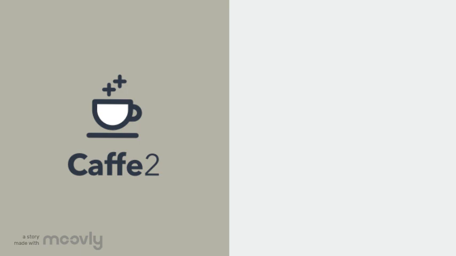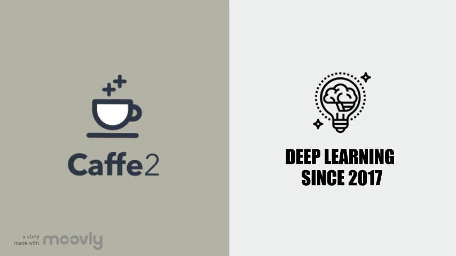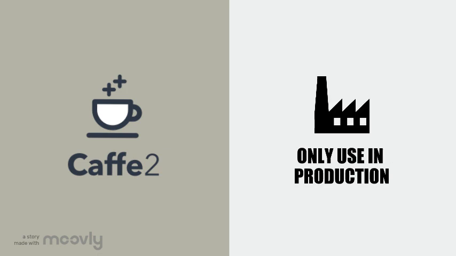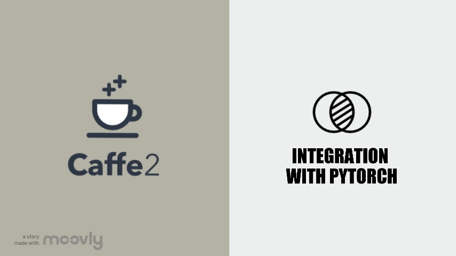On the other hand, Caffe2 is the successor of the Caffe library, and although it was also released in 2017, the deep learning library is only used in production environments. It is more lightweight than PyTorch and will actually be integrated into the PyTorch 1.0 version.